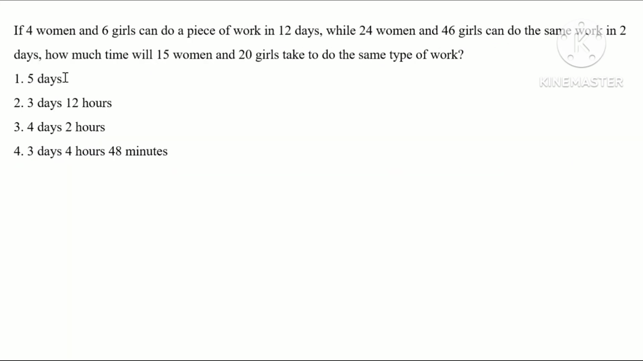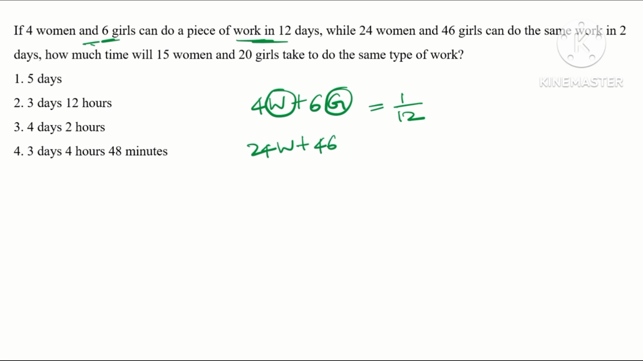So in this question, they have given that 4 women and 6 girls can complete a piece of work in 12 days. We can write 4W plus 6G, let's think of W as women and G as girls, equals 1 by 12. And 24W plus 46G equals 1 by 2. So they are asking to find out 15W plus 20G.